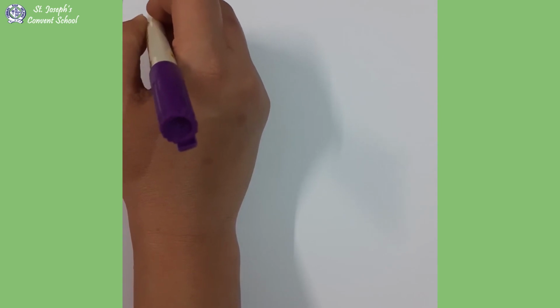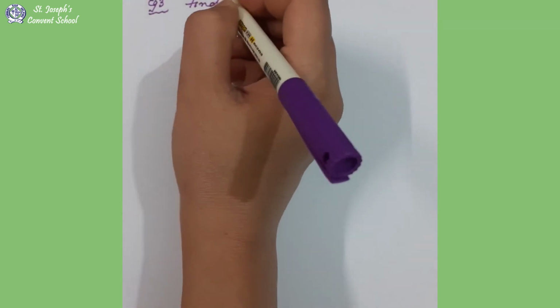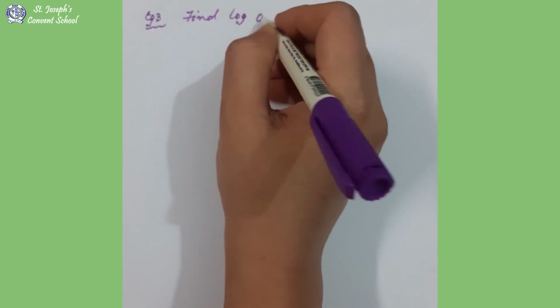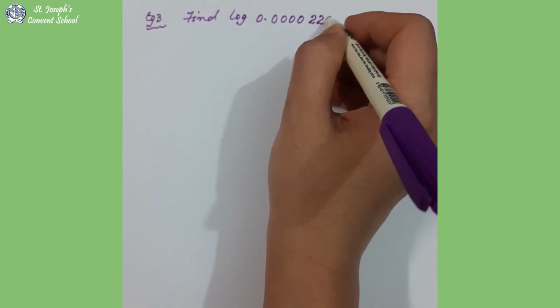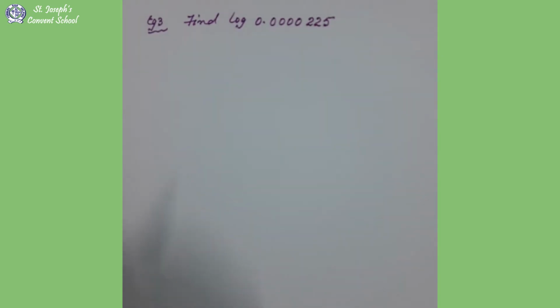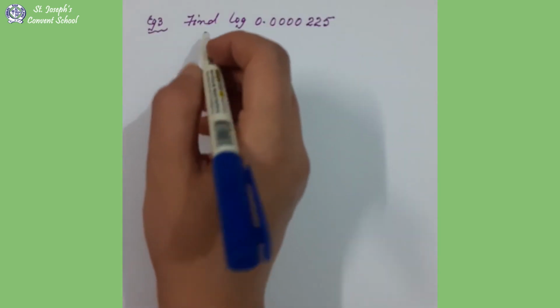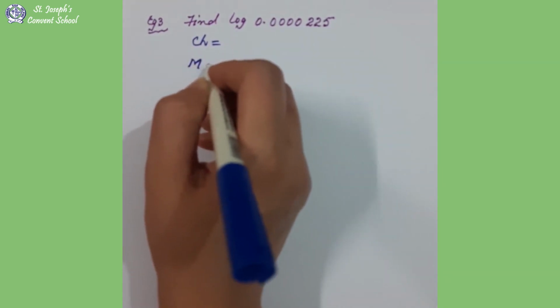Example number 3. You have to find log of 0.00025. Okay, 4 zeros and 25. Now again the method is same. You will find the characteristic, then you'll find the mantissa. Let's find the characteristic. Now in this case you can see that the number is less than 1. So we'll find the characteristic, then we'll find the mantissa using the log table.